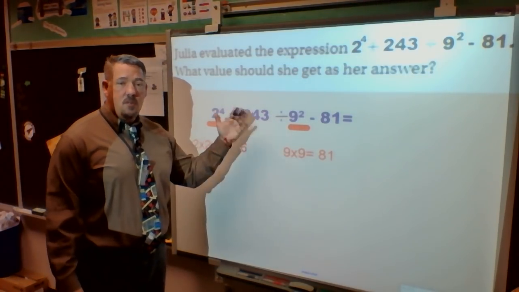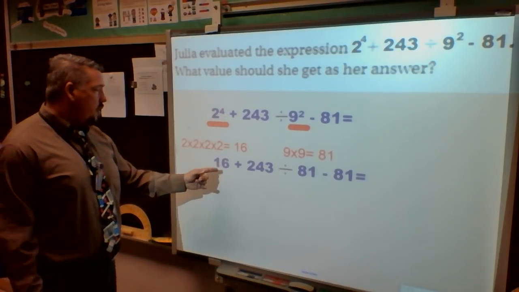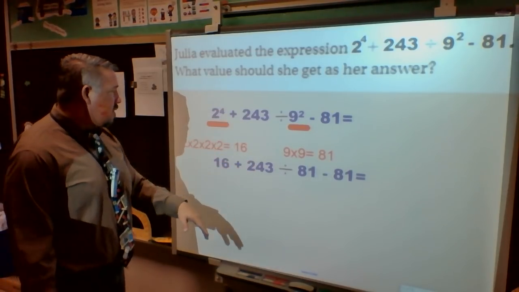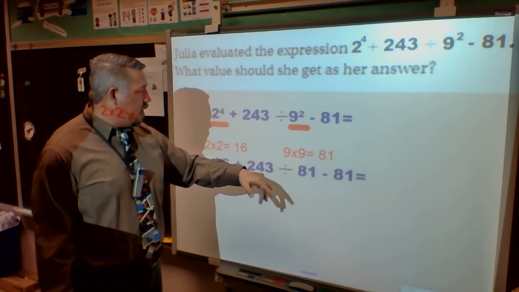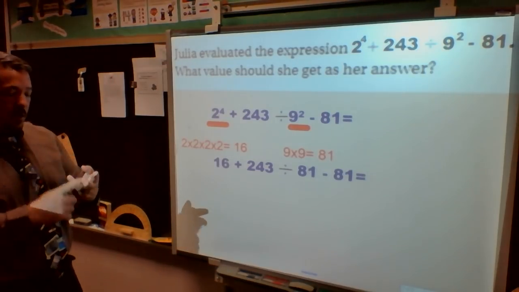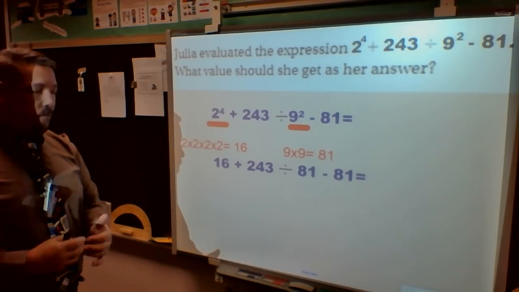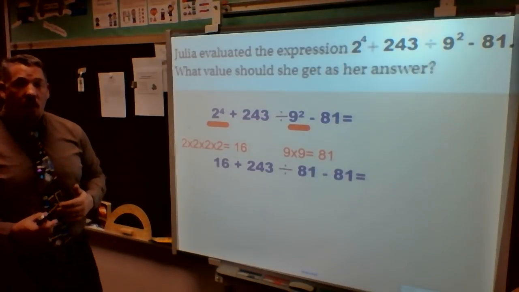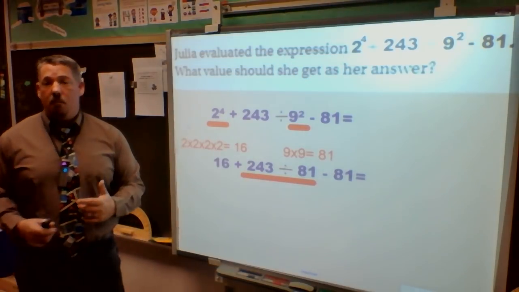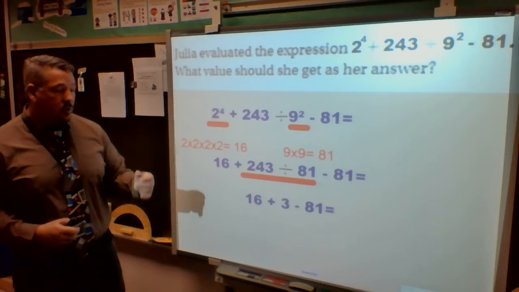So then I plug both of those values back into my expression. 16 plus 243, that stays the same, divided by, I plugged in the 81, minus the 81. So now what happens? I did my absolute value, square roots, exponents, parentheses. Multiplication and division has to be done from left to right. And when I look at it, I only have one of those. I have division. When I take my handy dandy calculator and type in 243 divided by 81, it gives me the answer of 3.